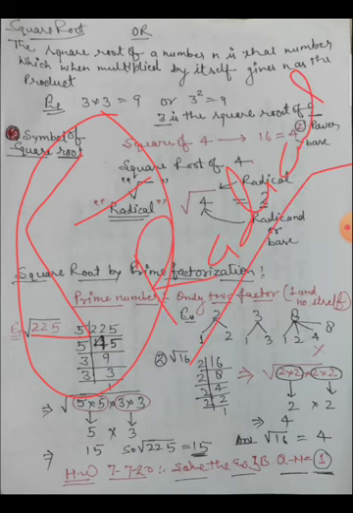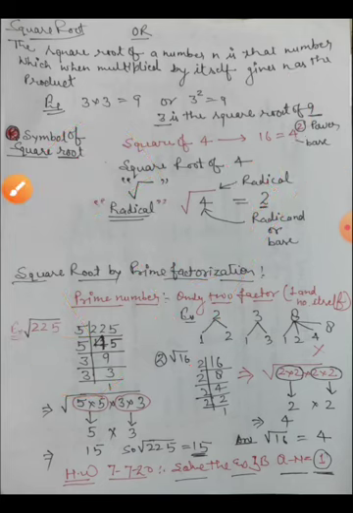What is this? This is the square root symbol, known as the radical. And the number under the radical is known as the radicand. This is a radicand.